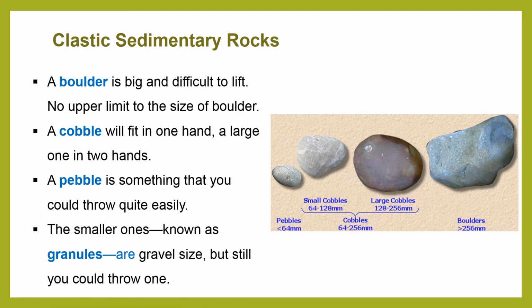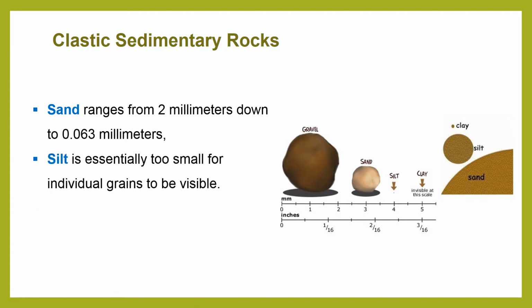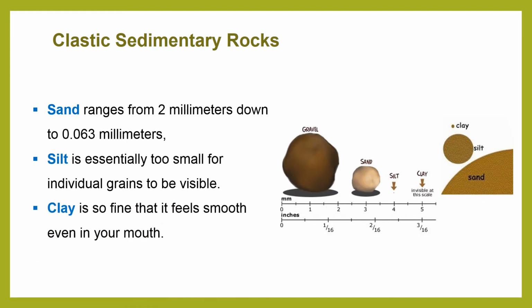Smaller ones we call granules, in gravel size. When it comes to the smaller size of sand, it ranges from 2 millimeters, as we said before. You can see the picture on the right: sand, silt, and clay. Silt is essentially too small for individual grains to be visible. I mean, you cannot see it easily. Clay is so fine that it feels smooth even in your mouth.